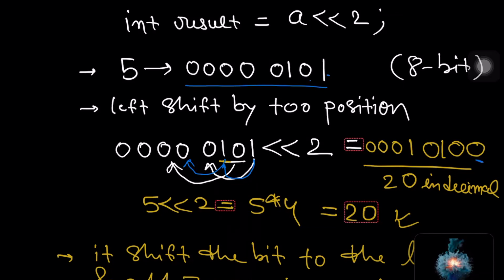In this also 0 because it shifted 2 bits. After 2 bits we are having 1. Then again this one got shifted 2 positions, so this one is in the second position. So when you convert this, it will become 20.